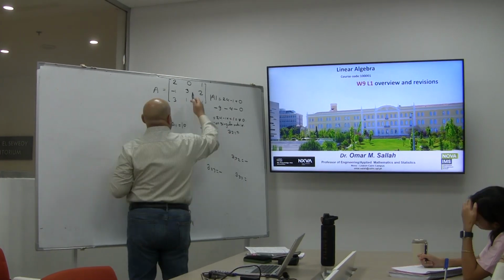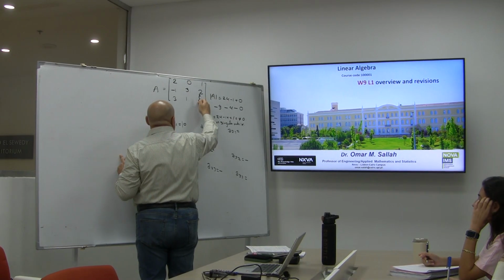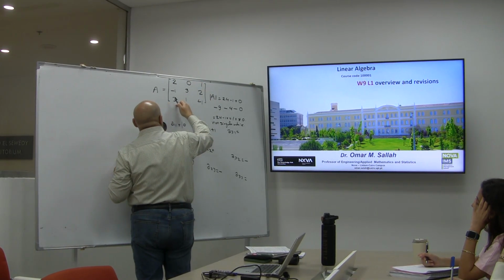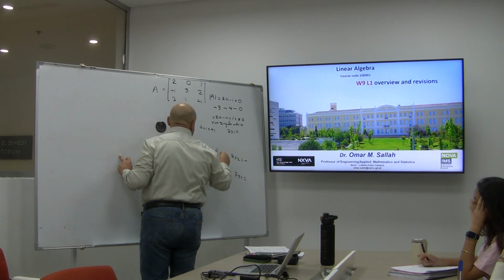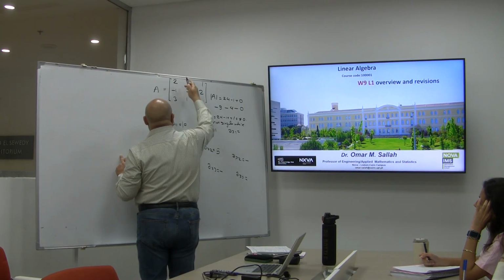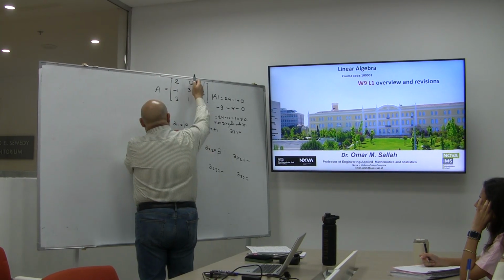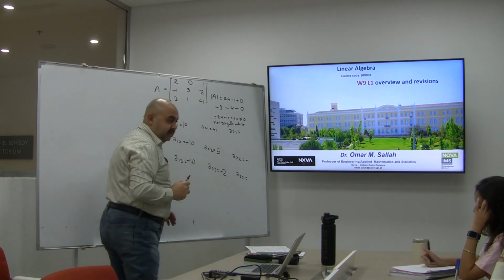Continue. I will go for 2 and 2, removing the row and column. 2 times 4 is 8, minus 3. So it's going to be a positive 5. This is going to be positive 5. I will go for 2 and 3. Eliminating row and column. 2 times 1, which is 2, minus 0. So it's going to be a 2, but it has a negative sign.